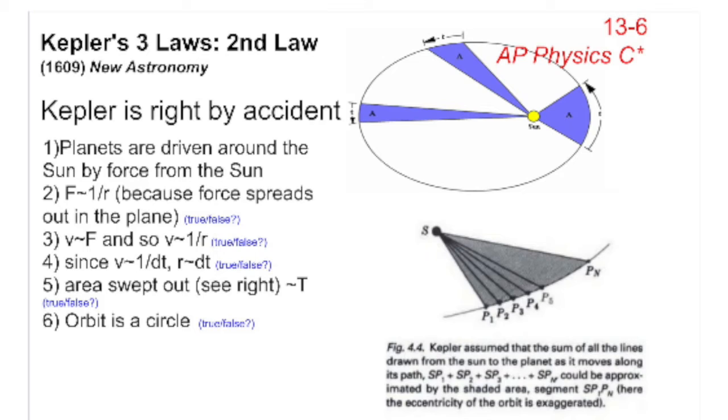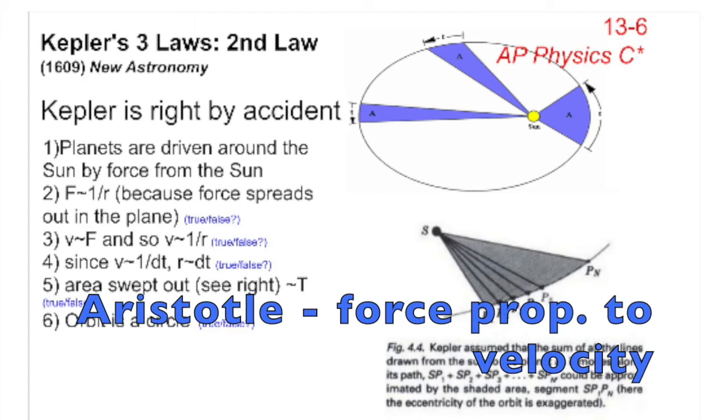Next, he said that the velocity that the planet can move around the sun is proportional to the amount of force that's pushing it, and so therefore the velocity should be proportional to 1 over r. And of course, we know this is completely wrong. The velocity is not proportional to the force. That's the Aristotelian idea of physics.